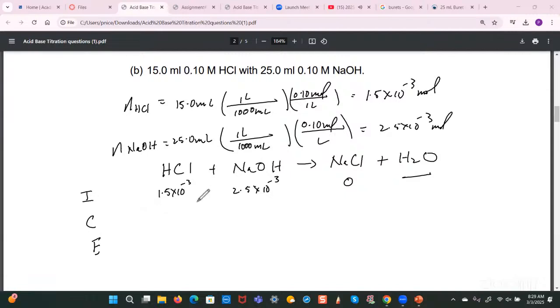Okay, so what would be the change? Minus 1.5 times 10 to the minus 3, because that would be the limiting reactant. And we're going to do the same thing here, minus 1.5 times 10 to the minus 3. And here we're going to have plus 1.5 times 10 to the minus 3. At the end of this reaction, you're going to have nothing here for the HCl. Here would be 2.5 minus 1.5 gives you 1.0 times 10 to the minus 3. And here would be 1.5 times 10 to the minus 3, right? What's the next step?